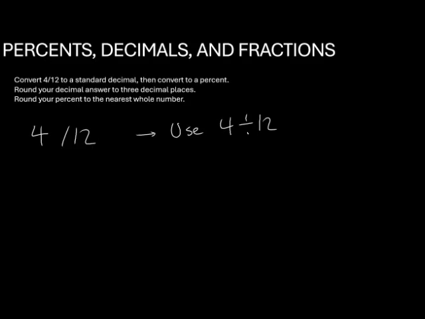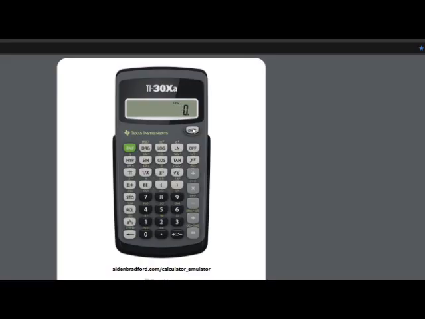With that, we're going to go to the calculator. Let's switch to our calculator now. In our calculator, we'll take 4, press the division sign, and then say 12. When we press equals, we get 0.333 repeating over and over again.